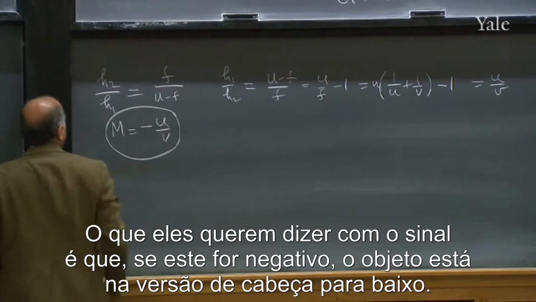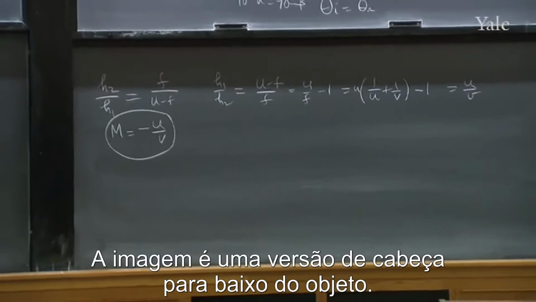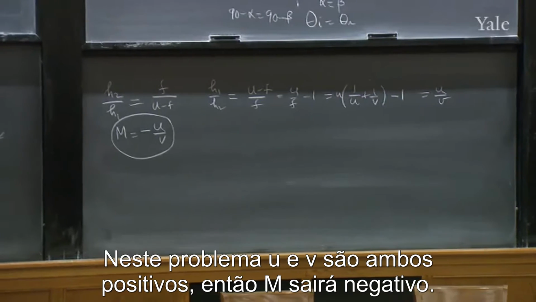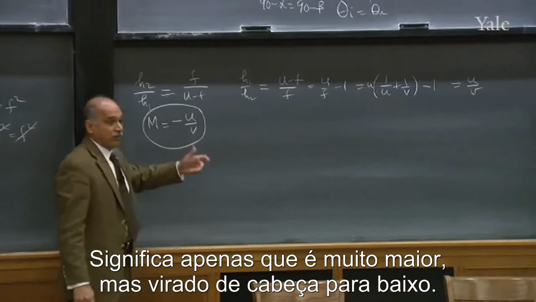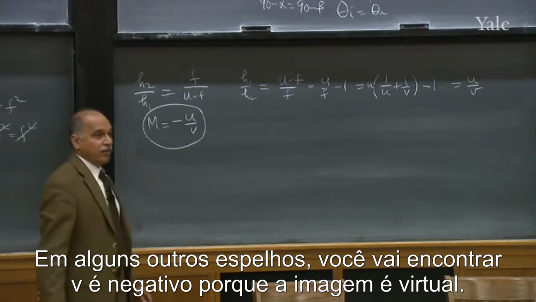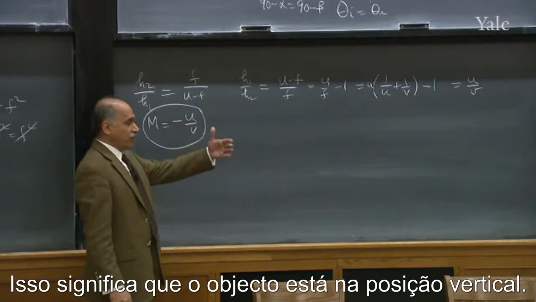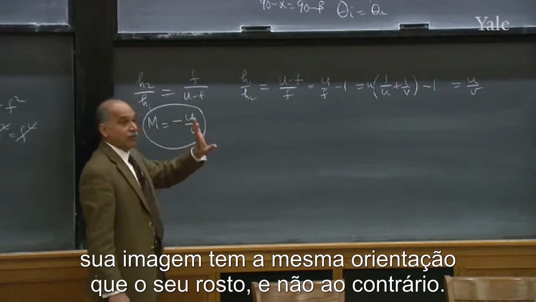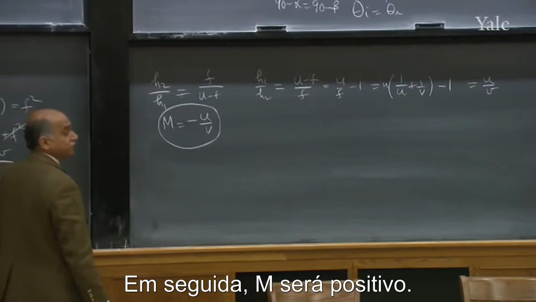And what they mean by the minus sign is that if this comes out negative, the image is an upside down version of the object. In this problem, u and v are both positive, so m will come out negative. It just means it is that much bigger, but flipped upside down. In some other mirrors, you will find v is negative because the image is virtual. Then m is positive, which means the image is upright. That's when you look into the bathroom mirror, and your image has the same orientation as your face, not upside down. Then m will be positive.